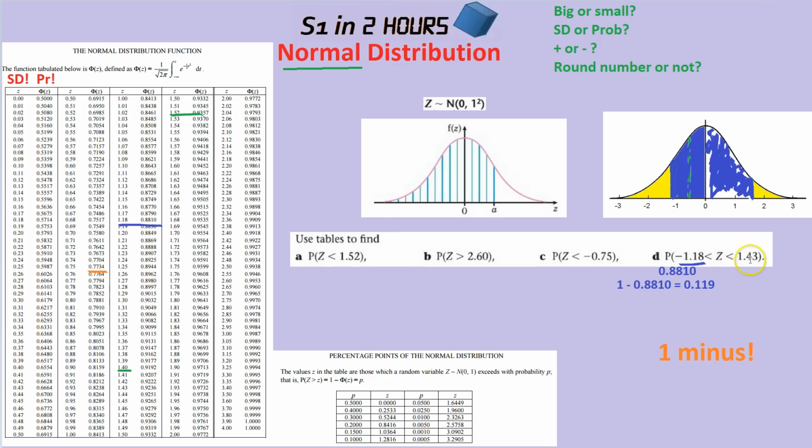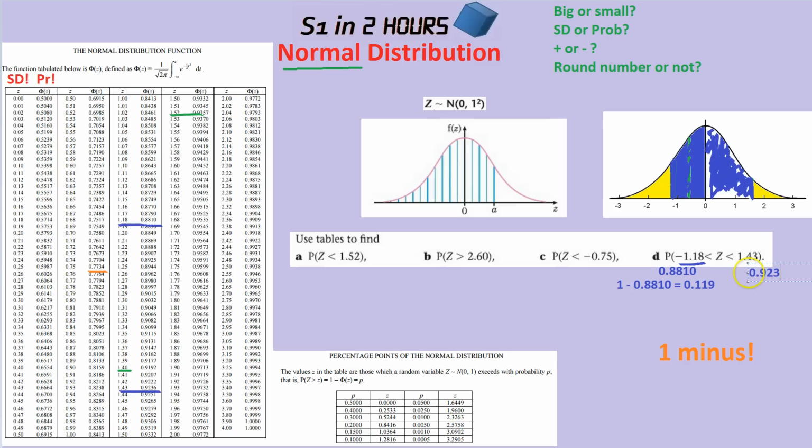Let's do the other one. You might want to pause the video and have a go at this one yourself. Remember, we're trying to find this yellow area here, because then we're going to add up the two yellow bits and take it away from 1 to find the blue bit, because it was in between. Do you want to try and find that one, this yellow bit? Okay, if you just finished pausing the video, 1.43, if we look up in the tables, is here, 0.9236.